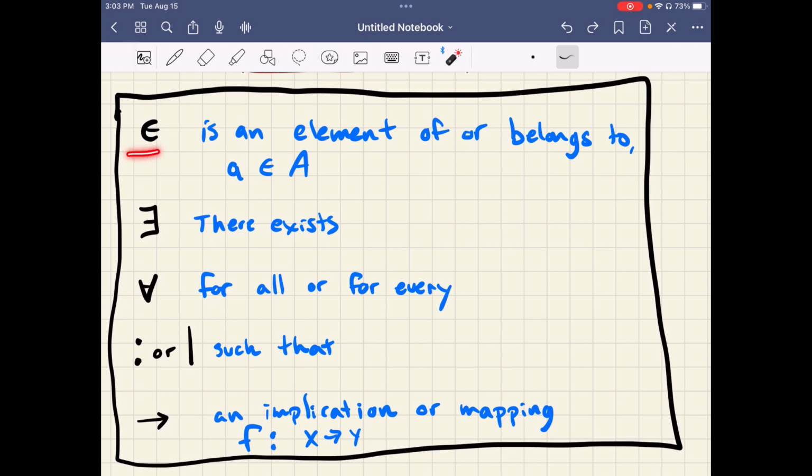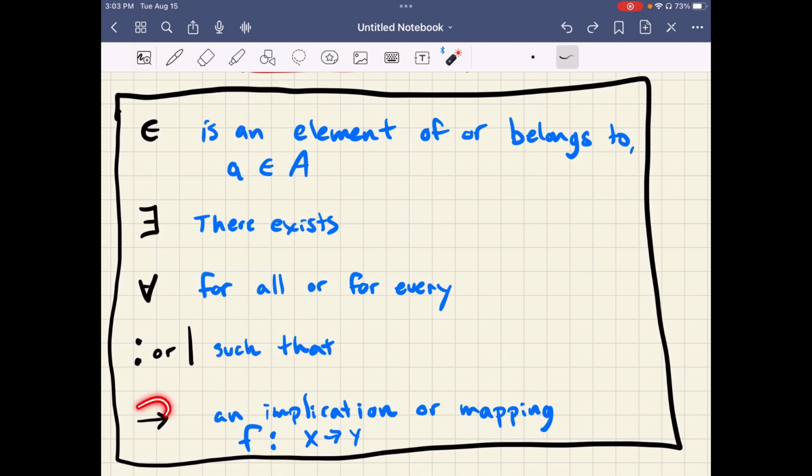For example, this symbol here means that it is an element of or belongs to something. So for example, if I say some number a is an element of or belongs to set A, we already learned what a set is, and that we're going to name it using a capital letter. The next symbol, the backwards E, means there exists. Upside down A means for all or for every. And we have the colon or just the straight bar here, which is going to mean such that.